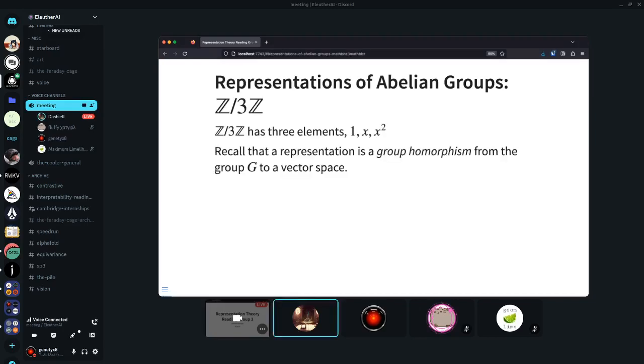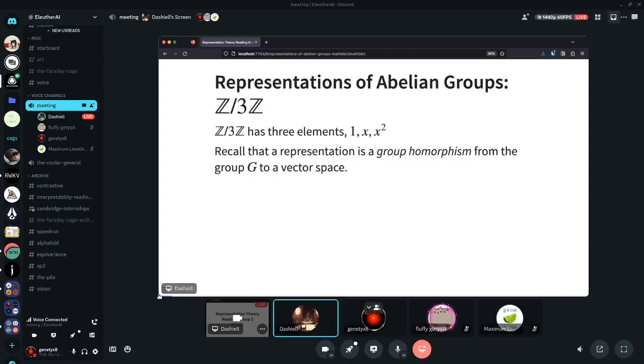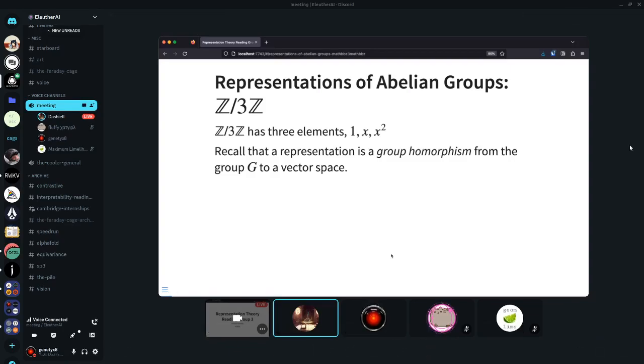Like I kind of just said, it simplifies things a lot to think about representations of abelian groups, and then also this is going to turn into the Fourier transform that we all know and love. So hopefully keep that in mind in terms of where this is heading.